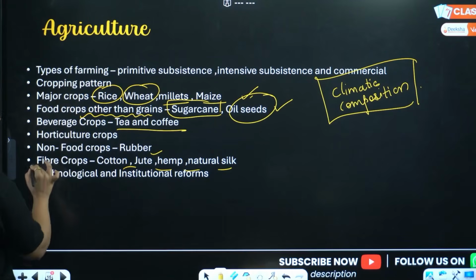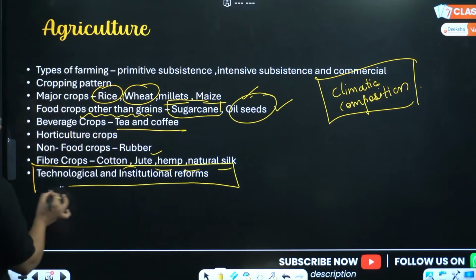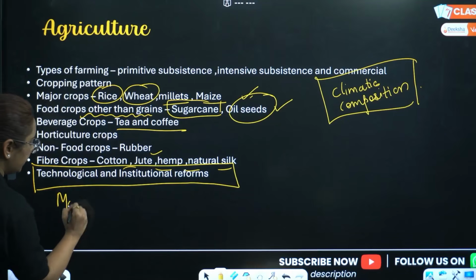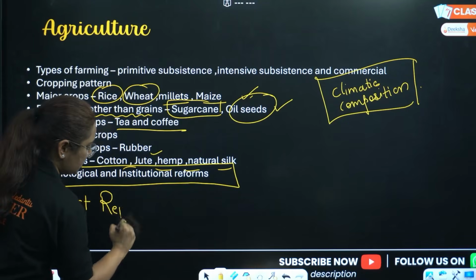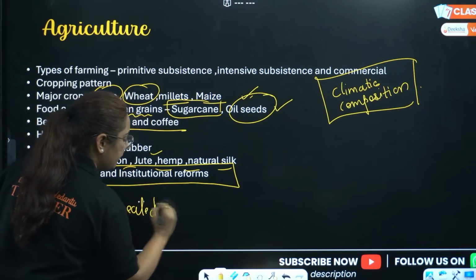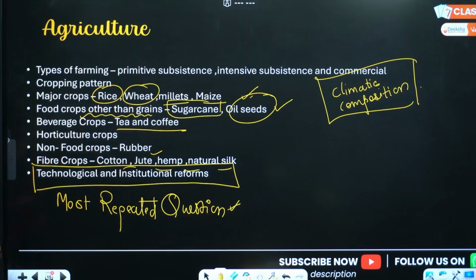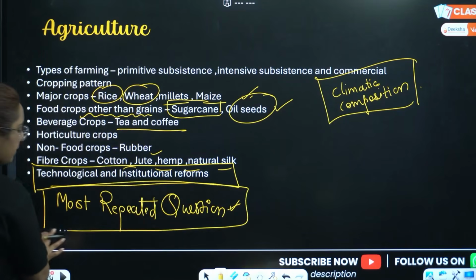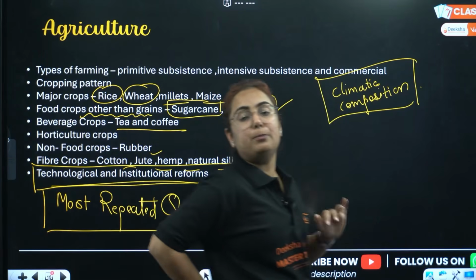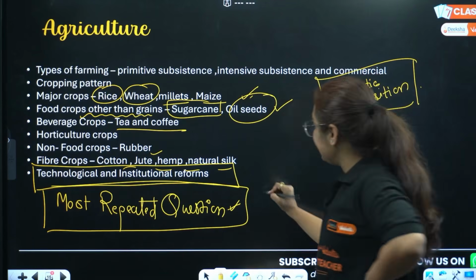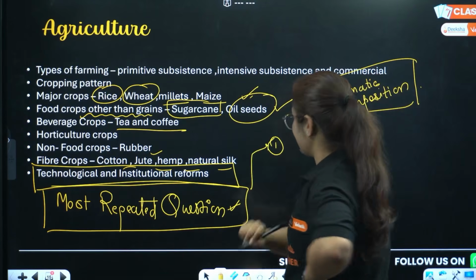Now we will talk about technology and institutional reforms. The most repeated and favorite question of CBSE will be asked again and again. Last year it also came. So what are the technological and institutional reforms introduced to improve agriculture in India? What are they? So basically, see, first point.